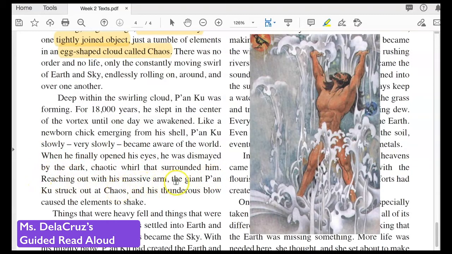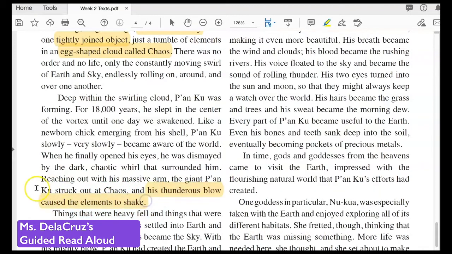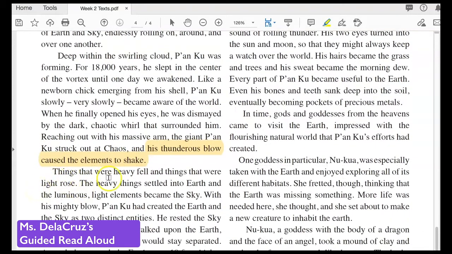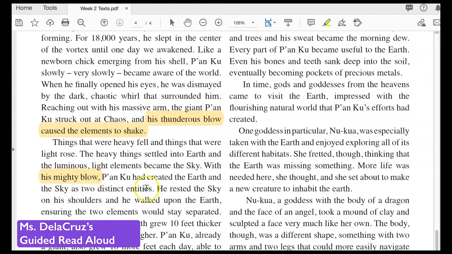Reaching out with his massive arm, the giant Panku struck out at chaos, and this thunderous blow caused the elements to shake. Okay, so we know here that Panku was powerful. Things that were heavy fell, and things that were light rose. The heavy things settled into earth, and the luminous light elements became the sky. With his mighty blow, Panku had created the earth and the sky as two distinct entities.